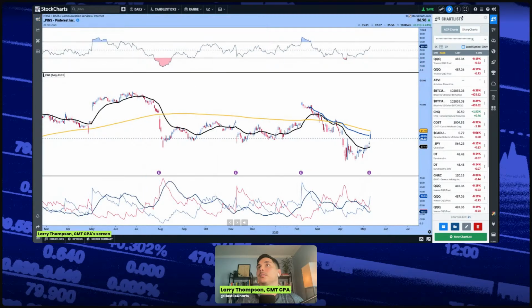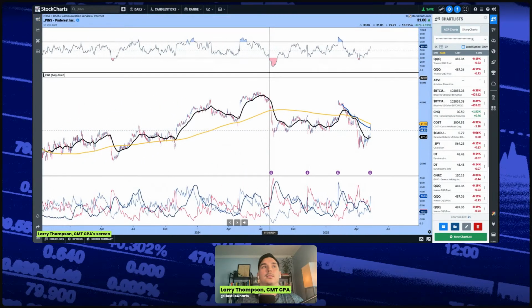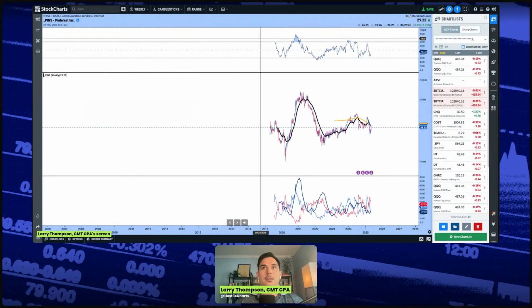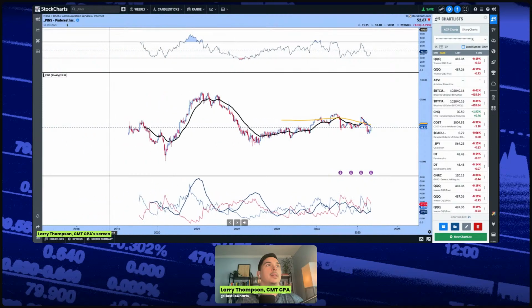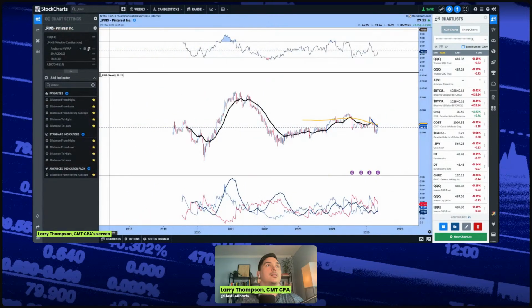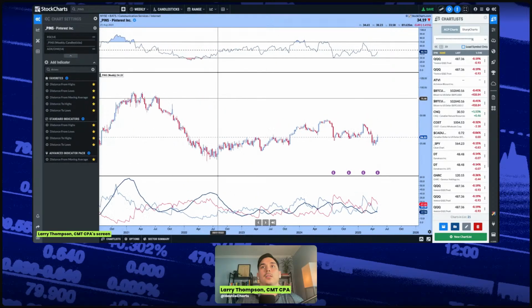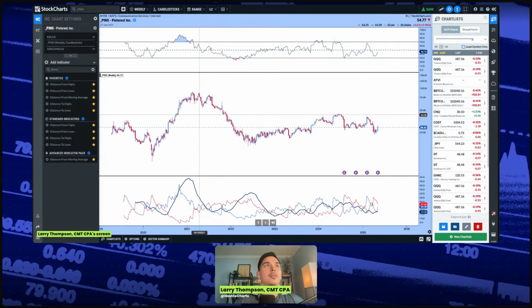200-day. All right. So let's start with the weekly chart. Taking a look at PINS here. All right. You guys kind of see here, PINS has been trading sideways, right? Just a sideways kind of chart in general.